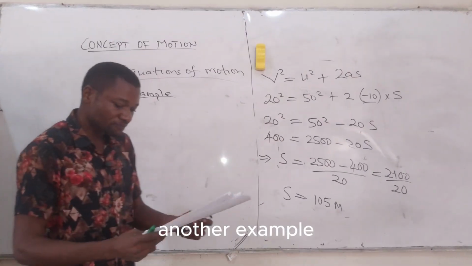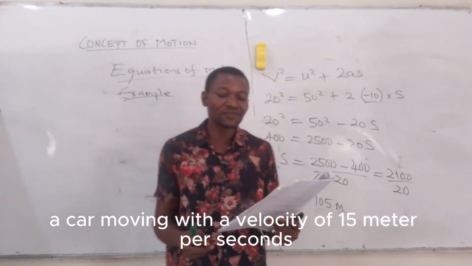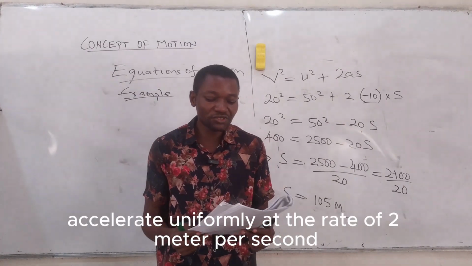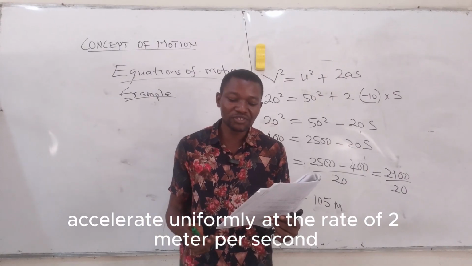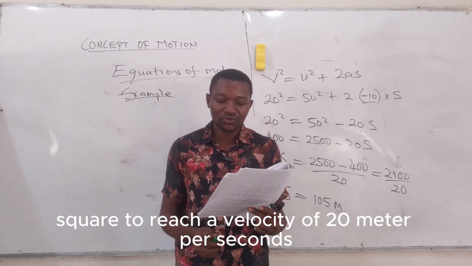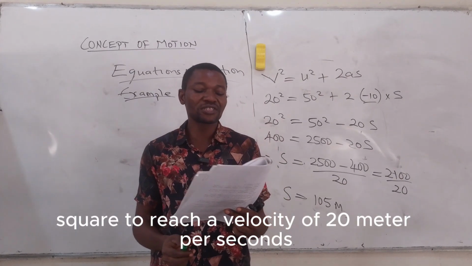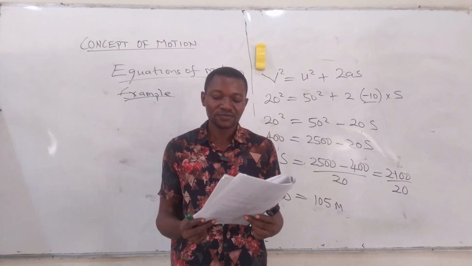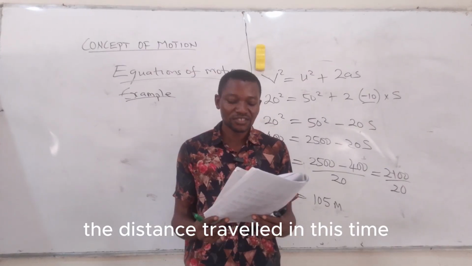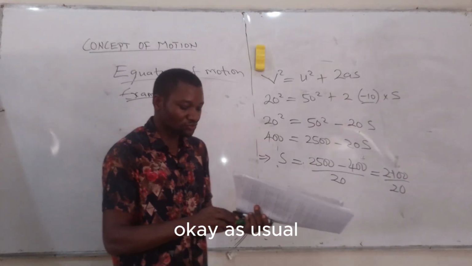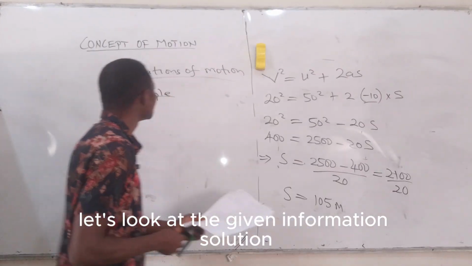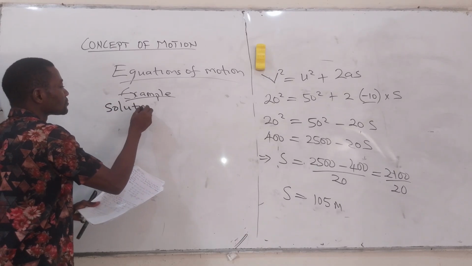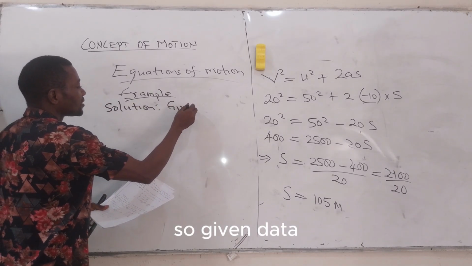Another example. A car moving with a velocity of 15 meters per second accelerates uniformly at the rate of 2 meters per second squared to reach a velocity of 20 meters per second. Find the time taken and the distance traveled in this time. As usual, let's look at the given information. Solution. Given data.